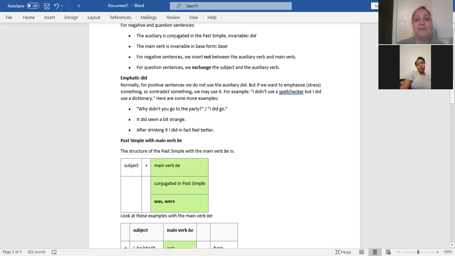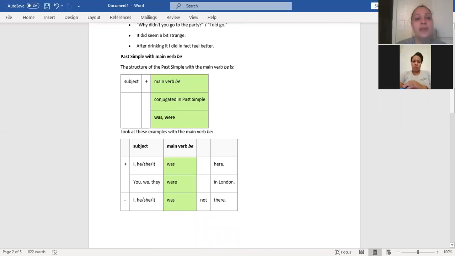Past simple with main verb be. The structure of the past simple with the main verb be is where you have the subject plus the main verb be conjugated in the past simple, was, were. Look at these examples with the main verb be. The subject can either be I, he, she, it. The main verb would be was, here. The subject can also be you, we, they. Main verb being were in London. Your subject may also be in times I, he, she, it was not there.